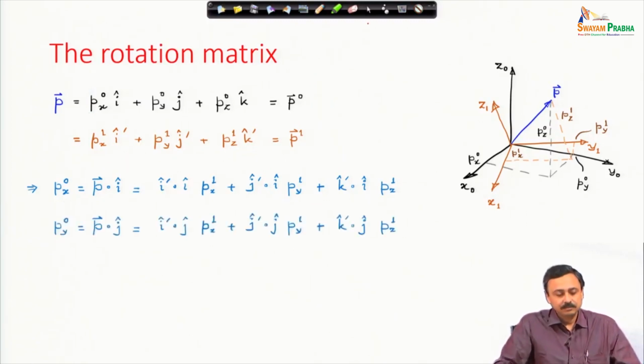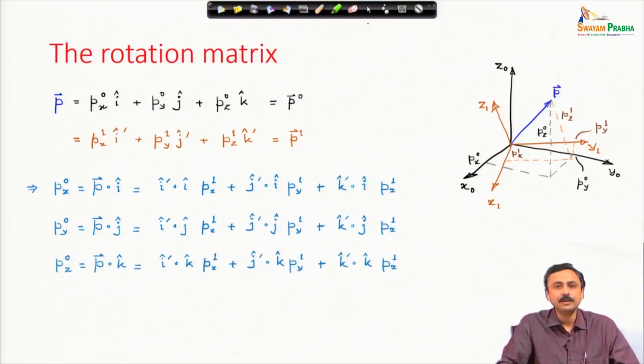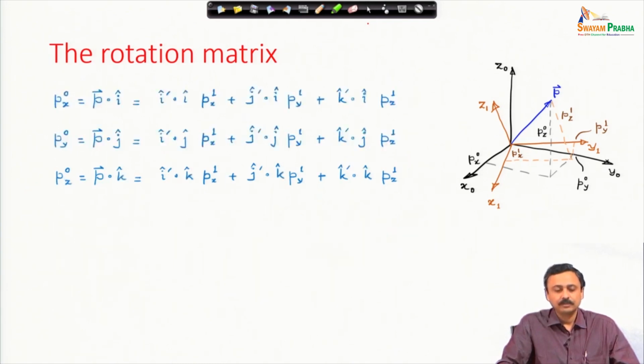Similarly, for p y 0, I can take the dot product with j for both the black and the brown vector representations. I take the dot product with j. On the left hand side I write the black vector's dot product with j, and on the right hand side I have taken the dot product with the brown vector and written it. Similarly, p z 0. What do we have? We have these three relations, these three equalities.